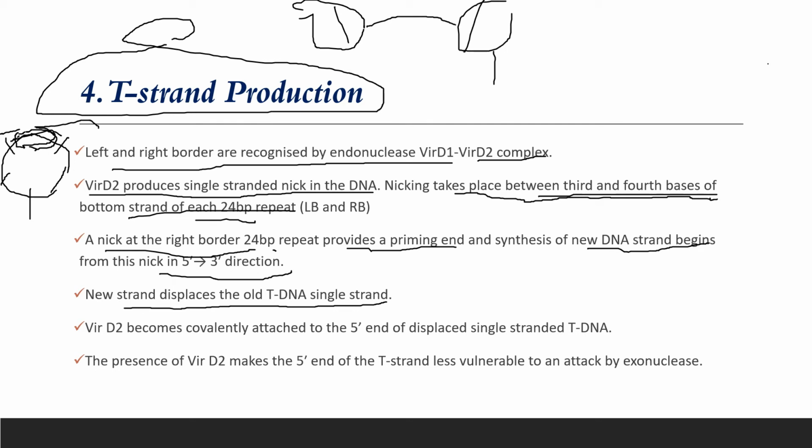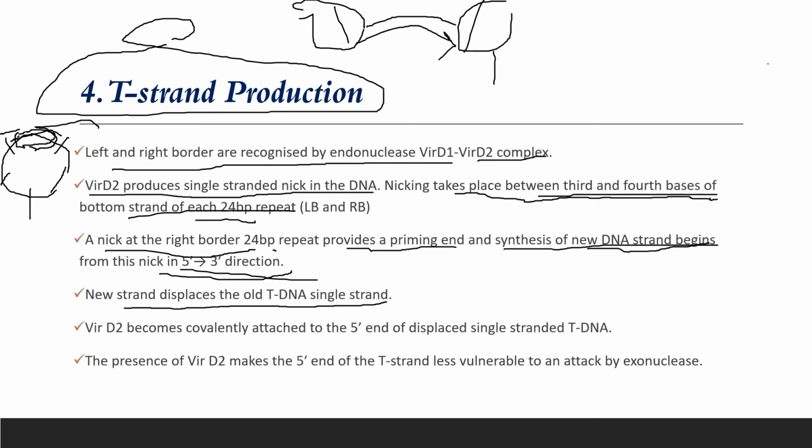So the nicking takes place between the third and the fourth bases of the bottom strand of each 24 base pair repeat, and the nick at the right border, pardon. So the nick at the right bottom 24 base pair repeat provides a priming end, and the synthesis of a new DNA strand begins in the 5 to 3 direction. All right, so this is the 5 to 3 direction.